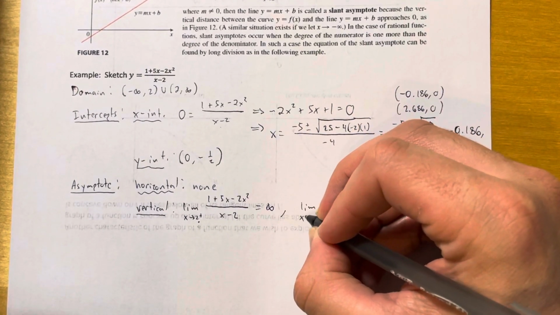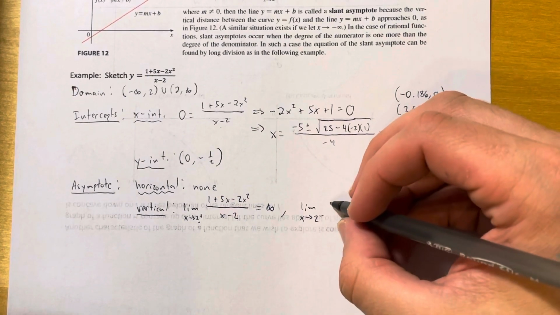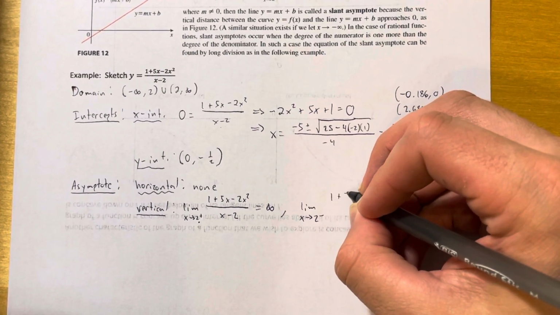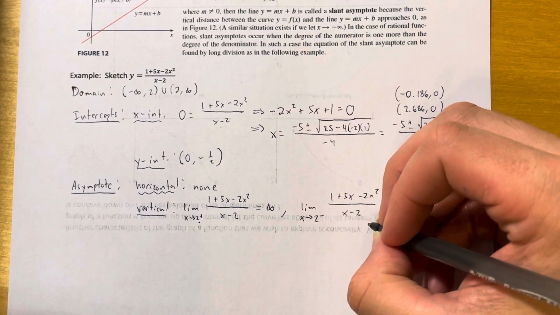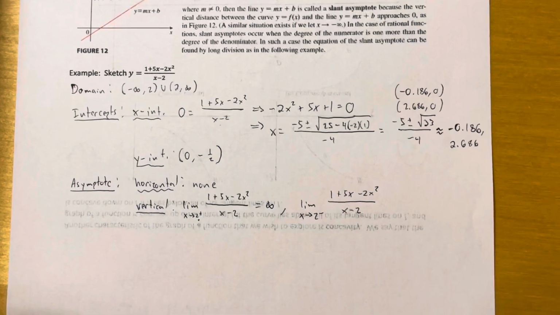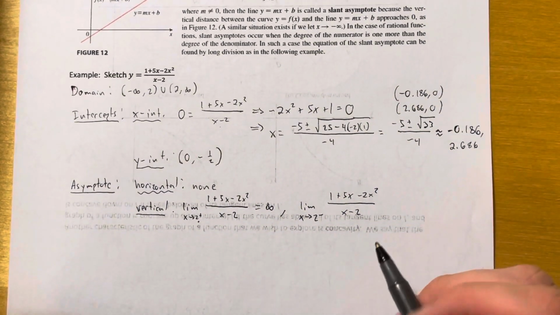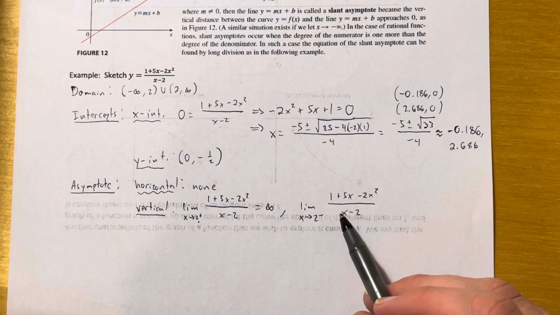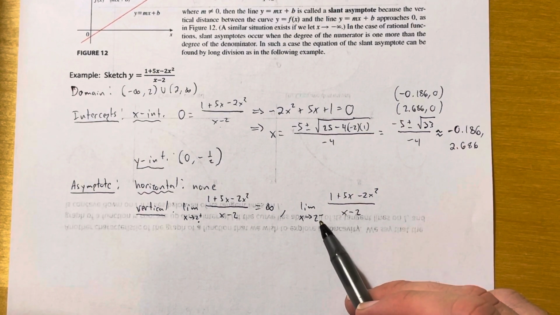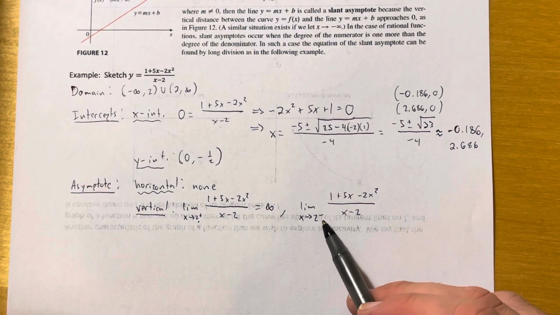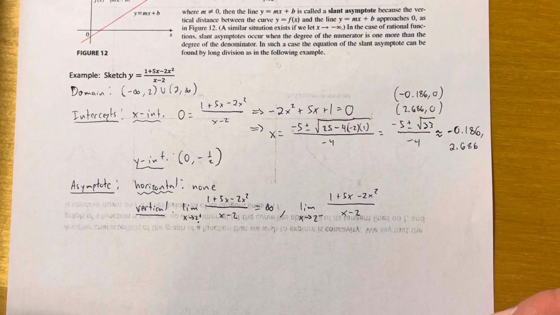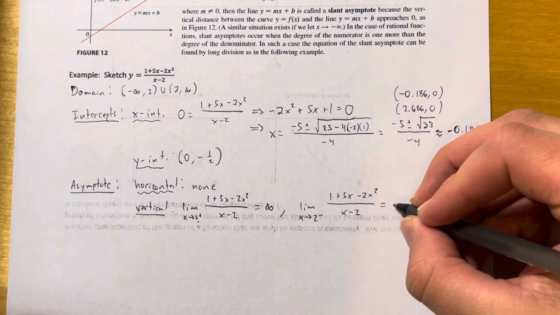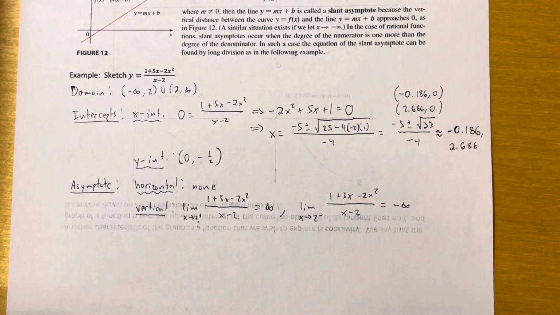If I take the limit as x approaches 2 from the left of the same function, 1 plus 5x minus 2x squared over x minus 2, what's going to happen here? Well, again, plug in a number. Do this one numerically, very close to 2, but just to the left, maybe 1.99. You're going to see that this gives you a very, very large in absolute value negative number. So this is going towards negative infinity. That tells us our behavior near that vertical asymptote.